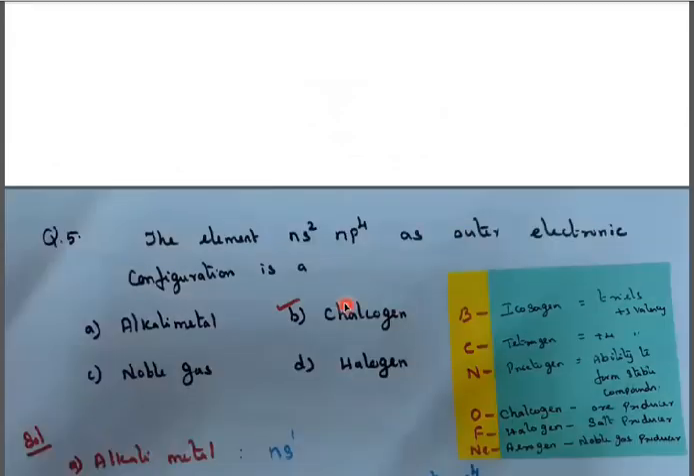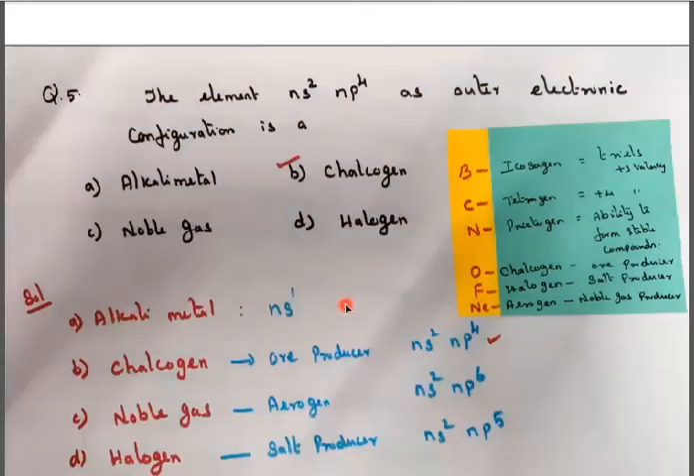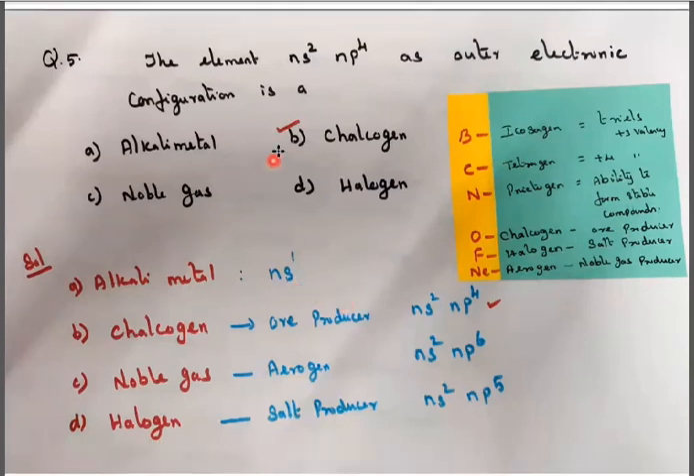Next question. The element with ns2 np4 as outer electronic configuration is: alkali metals, chalcogen, noble gas, or halogen. Alkali metals are ns1, chalcogen is the ore producer ns2 np4, noble gases are aerogen ns2 np6, and halogens are called salt producers ns2 np5.